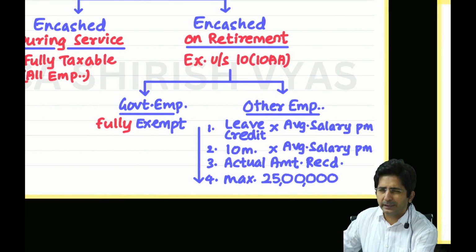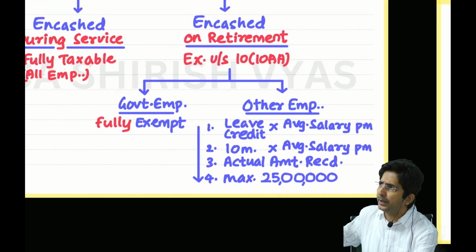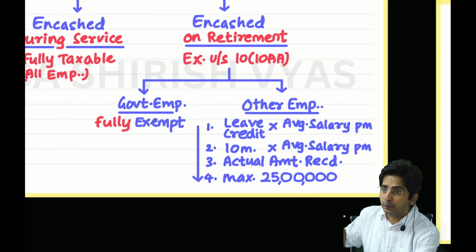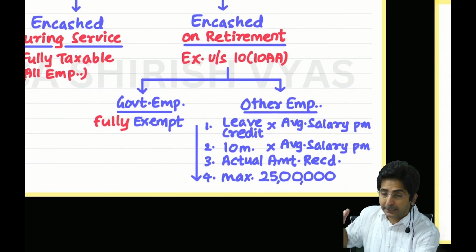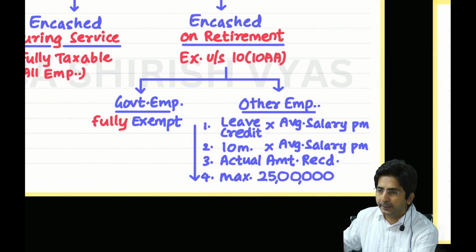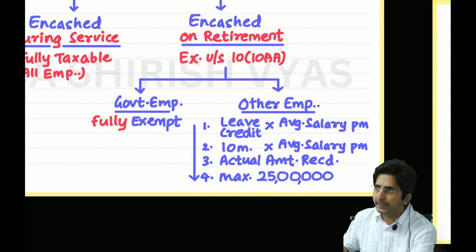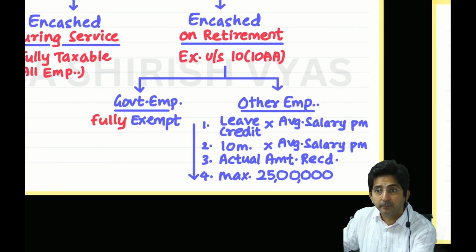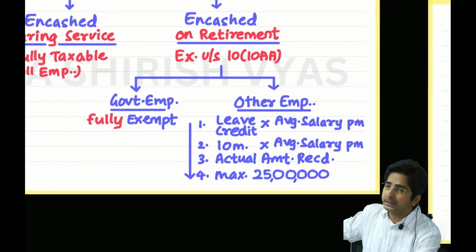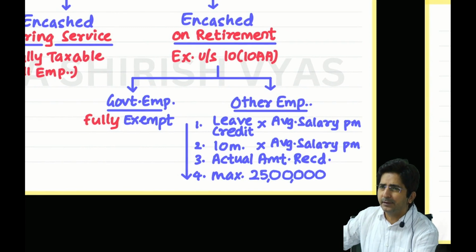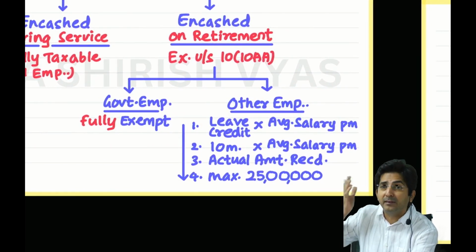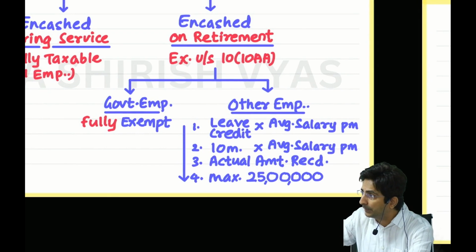Okay. But for the timing, just read once. Leave credit into average salary per month. 10 months into average salary per month. Actual amount received. And maximum 25 lakhs. See, 25 lakhs is a fixed amount. Like in gratuity it was 20 lakhs. Here it is 25 lakhs. See, go in reverse. Actual amount received is something which is given in the question. Yes, that 10 months, you will have a doubt. Why 10 months? I will explain the logic of that.